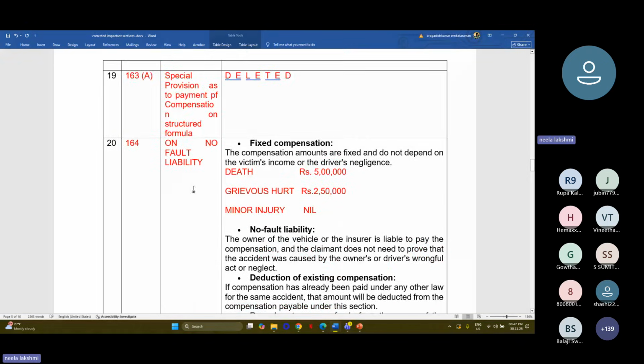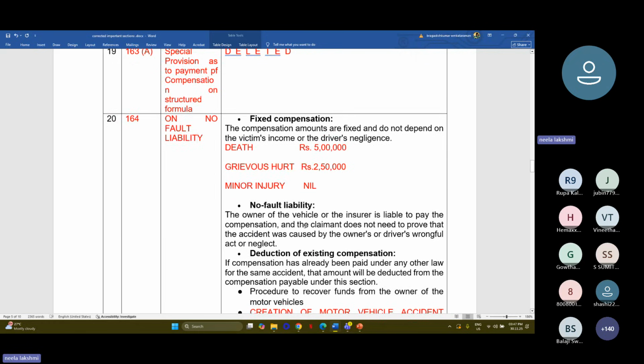This is on no fault liability. Very important section, 164, no fault liability. Please try to remember it.